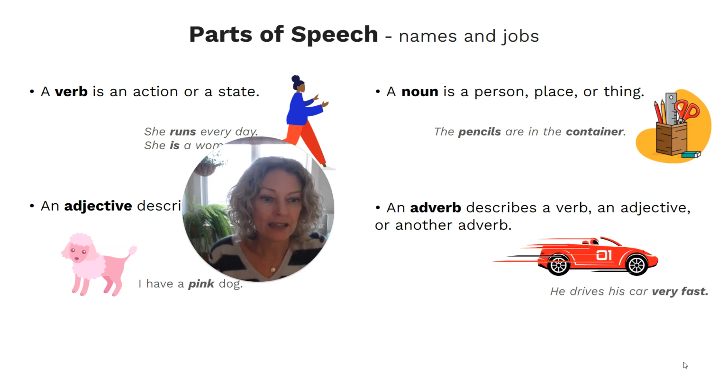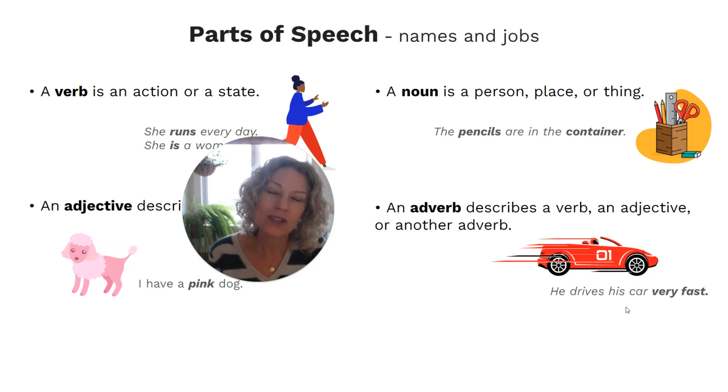If we look at the sentence, he drives his car very fast, the adverb that describes the verb is the word fast. It's saying how he drives, in what way he drives. He drives fast. Another adverb we could use would be quickly. And then the word very is also an adverb. You can see there that that adverb is describing another adverb. How does he drive? He drives fast. And how fast? Very fast.